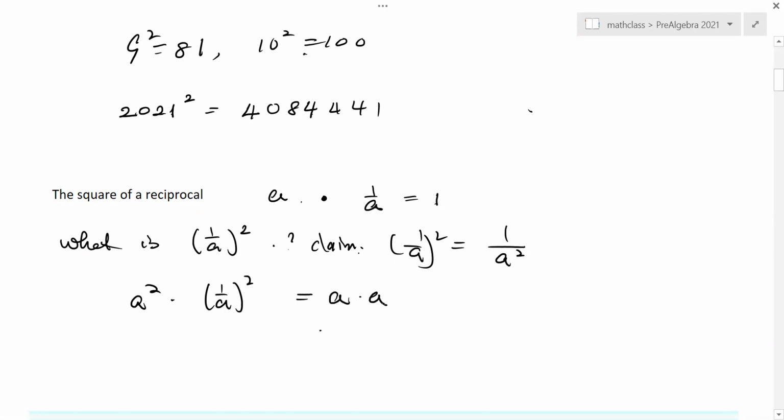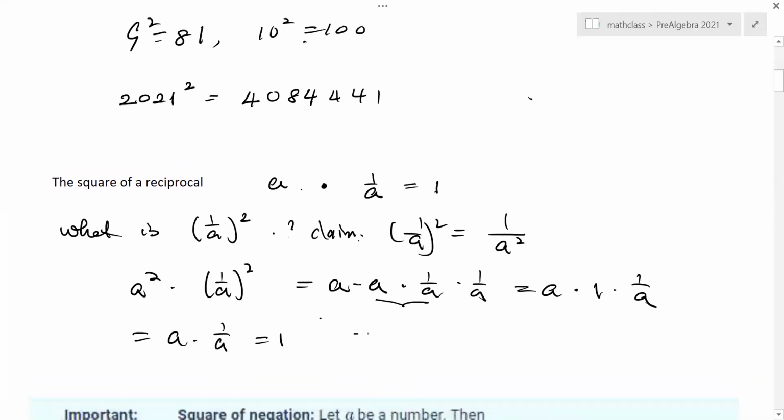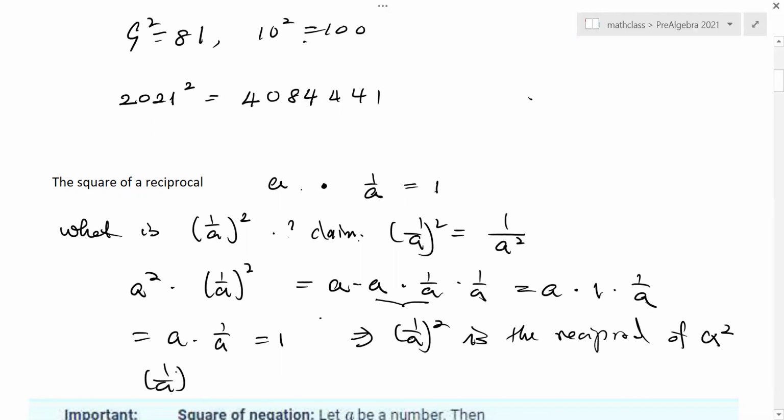This is A times 1 over A times 1 over A, because it's the square of the reciprocal of A. And then this can combine: it's going to be 1 times 1 over A, right? Then it's A times 1 over A, which equals 1. So that implies 1 over A squared is the reciprocal of A square. So by definition, this implies it's going to be 1 over A square.